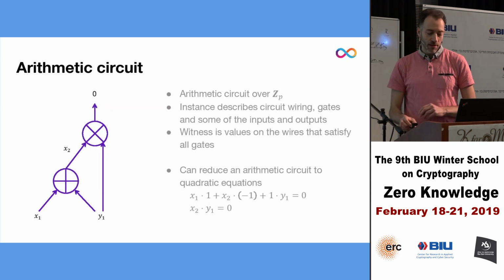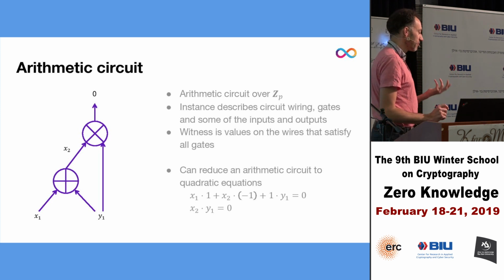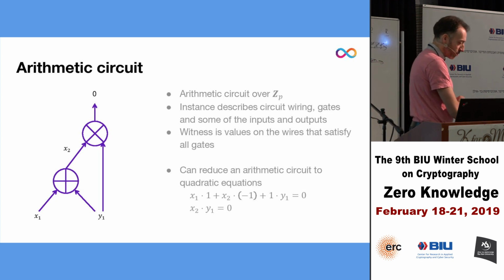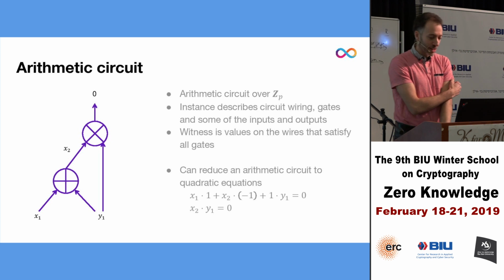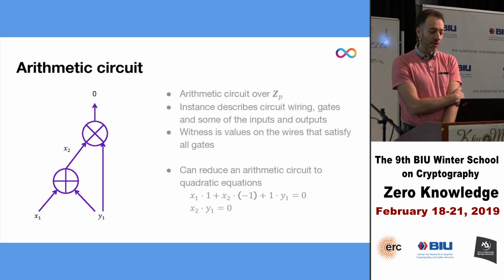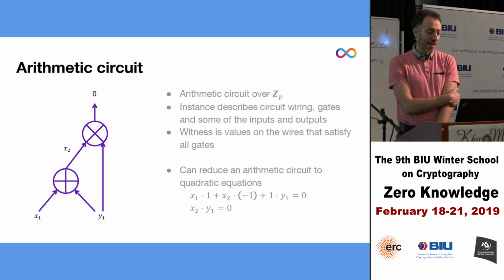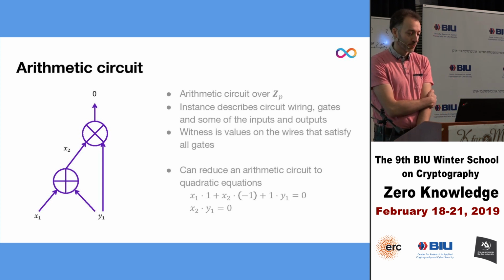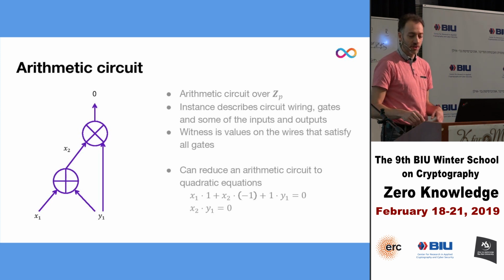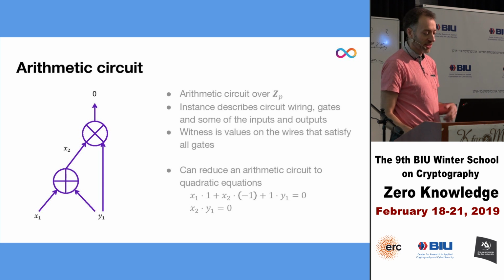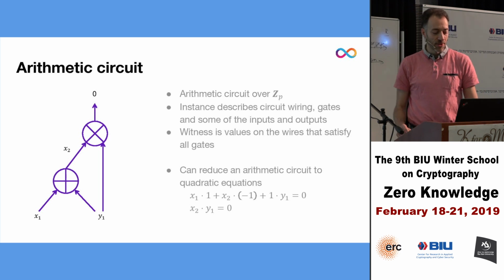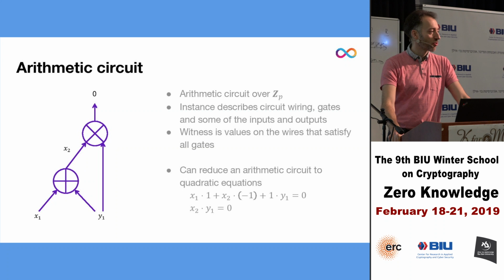Okay. Now, we can also do things that are a little closer to cryptographic operations. Cryptographers like to work over finite fields. So what if we take an arithmetic circuit over Z_p? An arithmetic circuit over Z_p looks something like this. It has some addition gates modulo p, some multiplication gates modulo p.